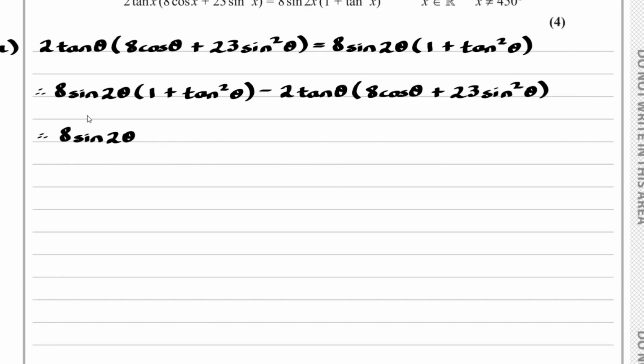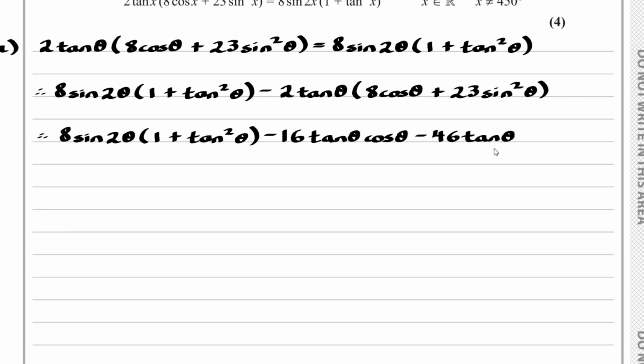So we have 8 sine 2 theta multiplied by 1 plus tan squared theta, and if I multiply out what we have here, we subtract 16 tan theta multiplied by cos theta, then we have negative 46 tan theta sine squared theta, and this is equal to 0.